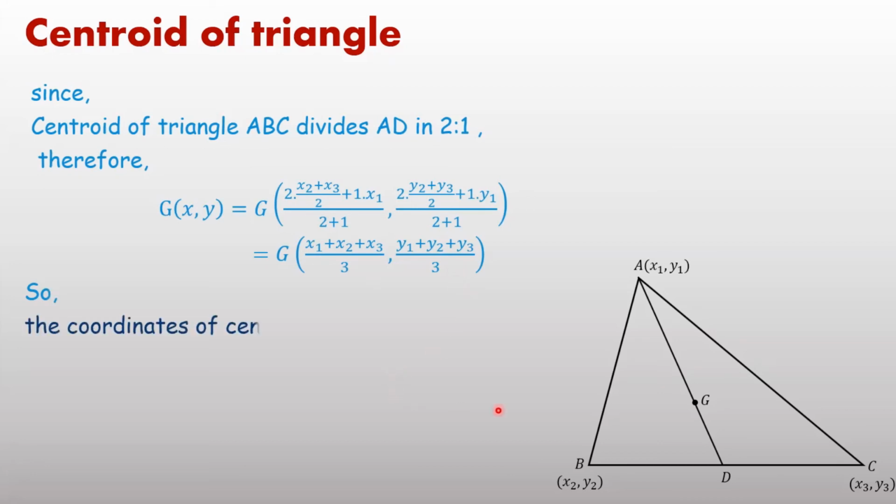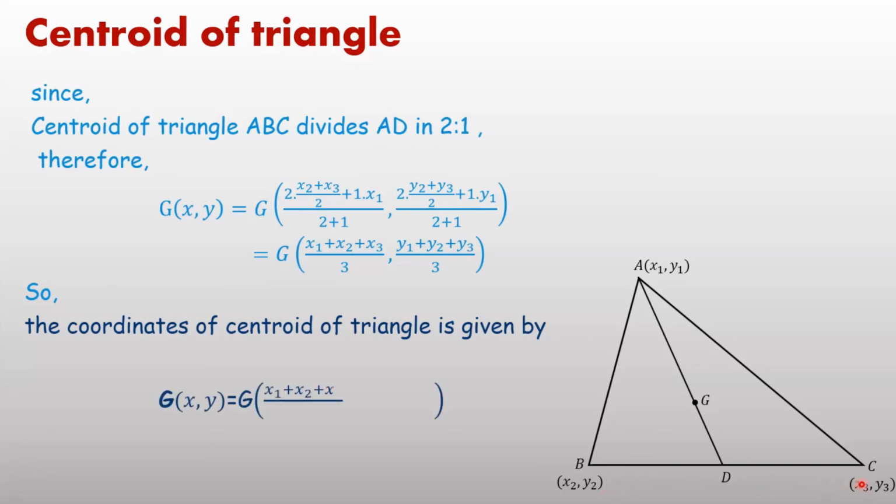Hence, if the coordinates of the vertices of triangle ABC are given as (x1, y1), (x2, y2) and (x3, y3), then the coordinates of the centroid of triangle ABC, the centroid meaning the intersection point of the medians, we can find using the formula x1 plus x2 plus x3 upon 3, and the y coordinate will be y1 plus y2 plus y3 upon 3.